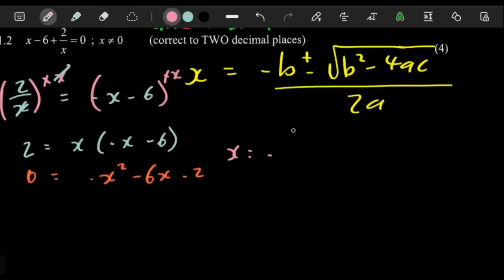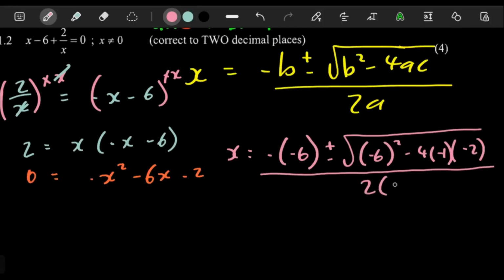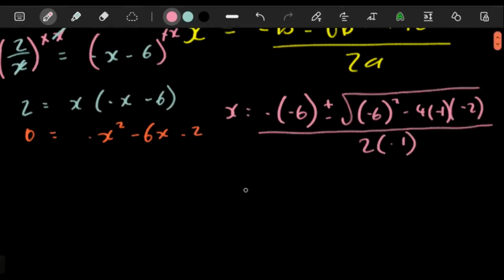x is equal to minus b. B is like negative 6 plus minus, it's like negative 6 squared minus 4. Our a value is like negative 1. Our c value is like negative 2. The whole thing over 2a. A is like negative 1.